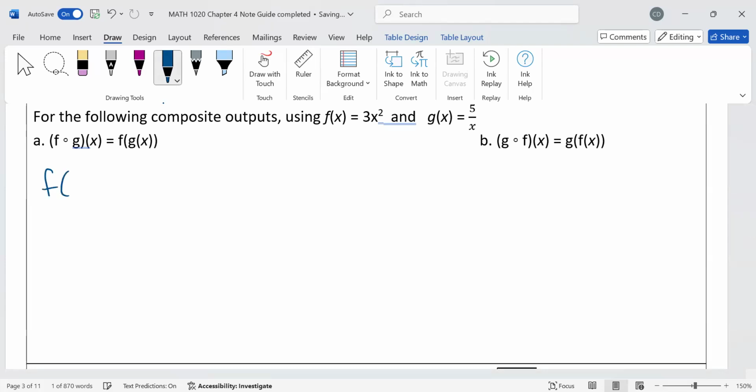So we're going to do f of g of x. G of x is 5 over x. F is on the outside. So I'm going to put a big set of parentheses where there's an x. So think of it as like when we go to plug in a number, how we would set it up and then put the number in. But instead of the number, we're putting in another expression.